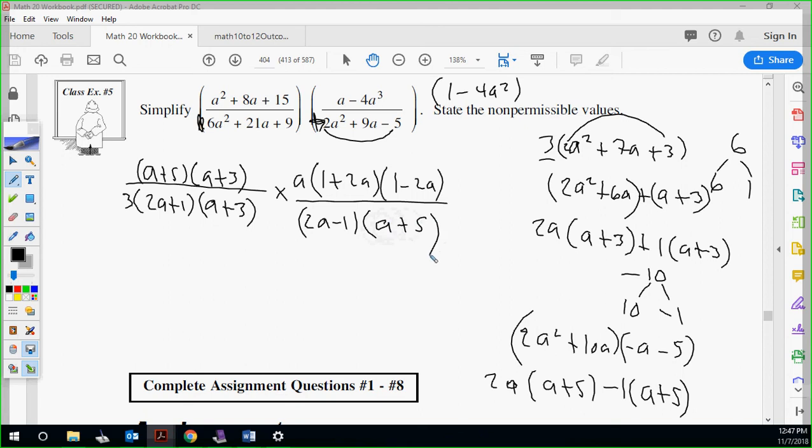So now, like I said, that was the hard part, just a bunch of factoring. Okay, now we just got to go through, let's do our non-permissibles, and then we'll cancel. Our non-permissibles are what? Negative 3. Okay, good, we got 4. 1, 2, 3, 4 a's. All right, so what cancels? a plus 5, a plus 3.